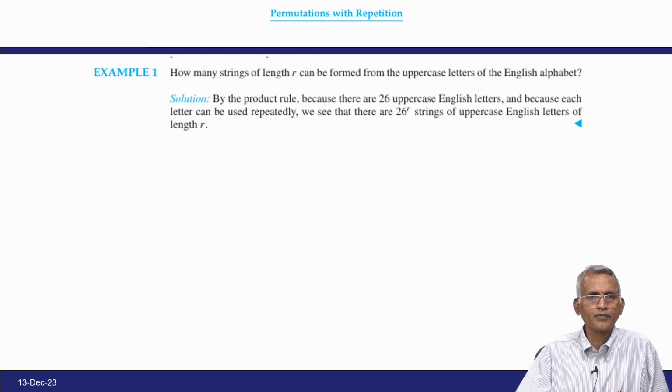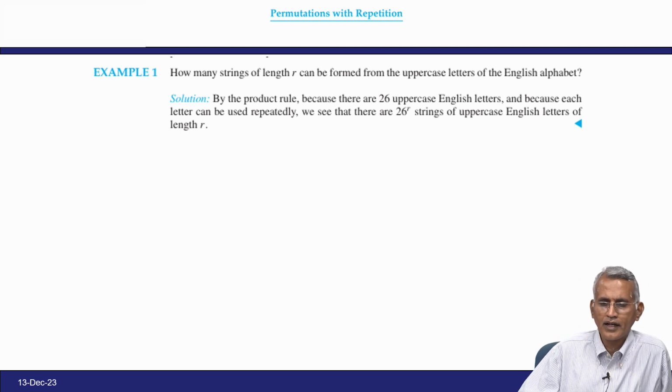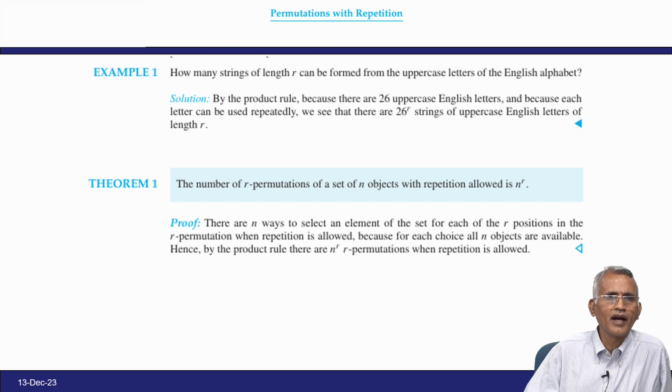Now, the solution to this problem is by the product rule. There are 26 uppercase letters, and because each letter can be used repeatedly, we see that there are 26 power r strings of uppercase letters of length r. So, this is the way we can form strings of length r from the uppercase letters of the English alphabet. Now, keep this example in mind.